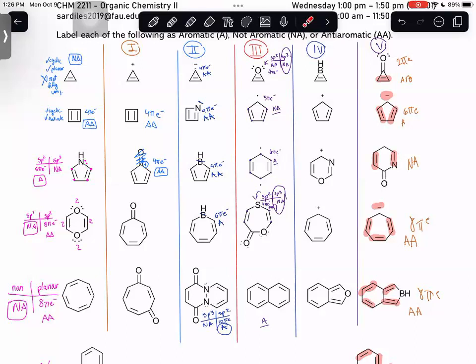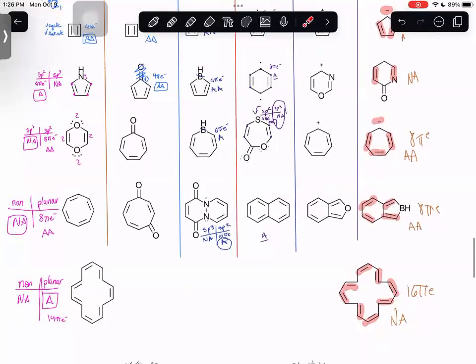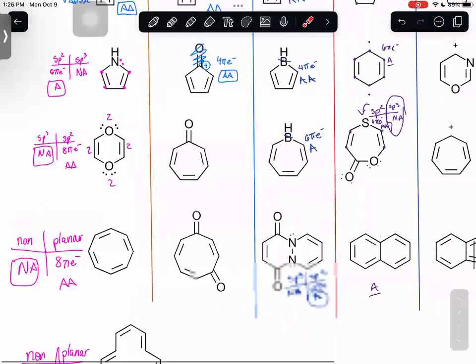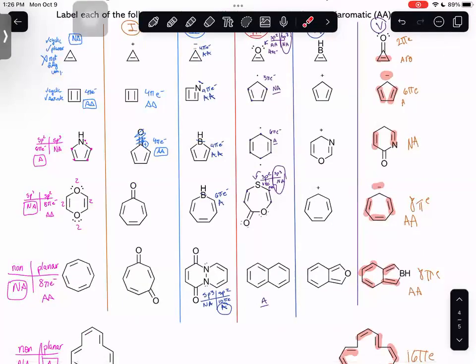Guys, lower your voices a little bit for now. So yeah, in this case, each nitrogen is gonna give you 2 pi electrons because they're single bonded. That was the rule. Okay, 2 more volunteers.